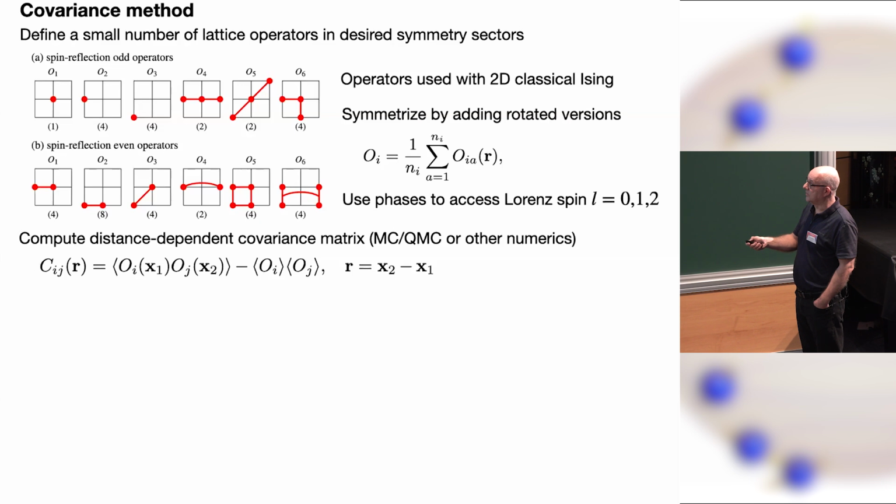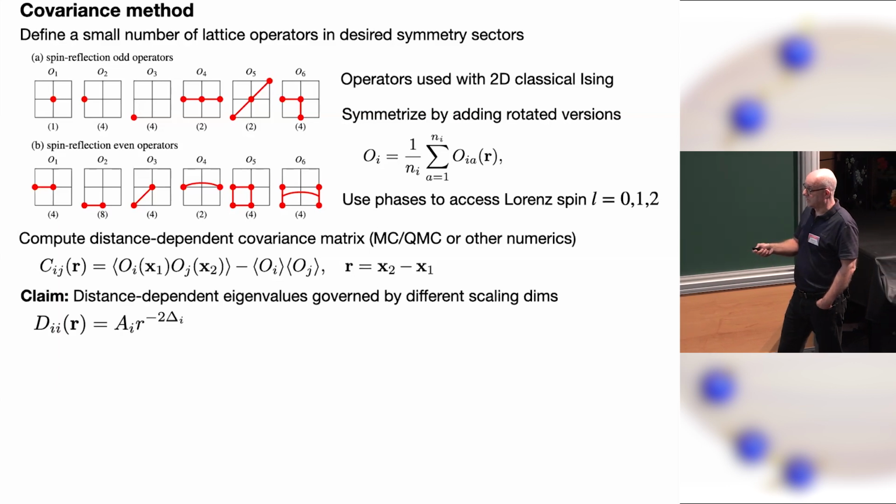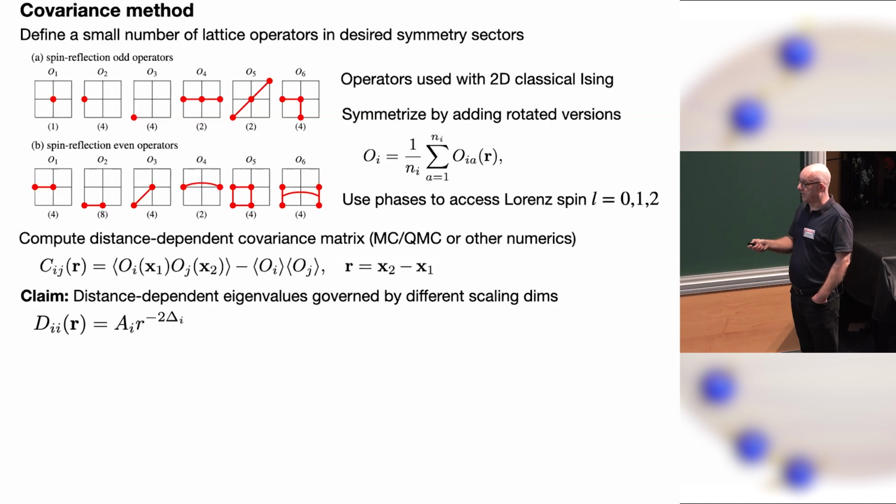Okay, so now we can compute the covariance matrix, just the correlation function of all these operators, of this whole set. And then my claim is that if I diagonalize that covariance matrix, which of course depends on the distance, then I get power laws where the exponents are different scaling dimensions.